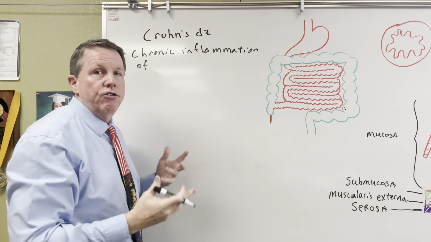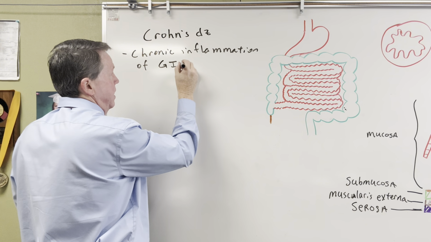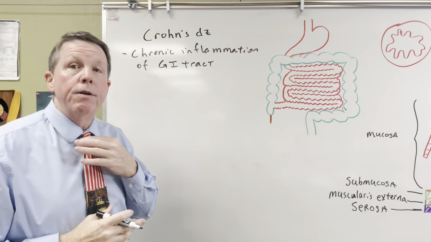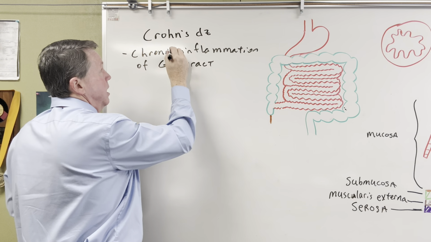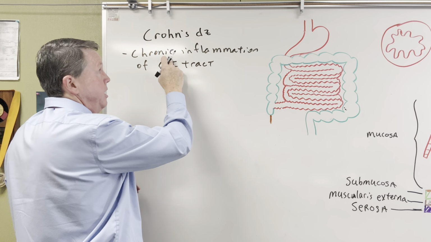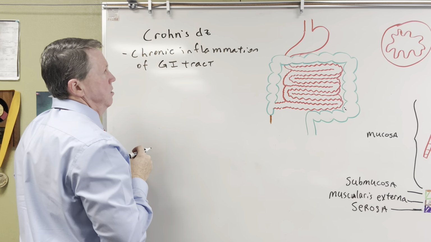Okay, now the digestive tract is also called the gastrointestinal tract, or also known as just the GI tract. So basically this is going to cover everything from the mouth all the way down to the anus. So we're going to get chronic inflammation there. Chronic means it's something that's going to occur for a long period of time. So we get inflammation that occurs for a long period of time in the gastrointestinal tract.